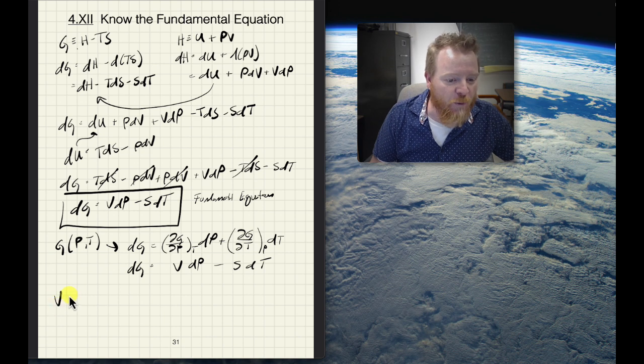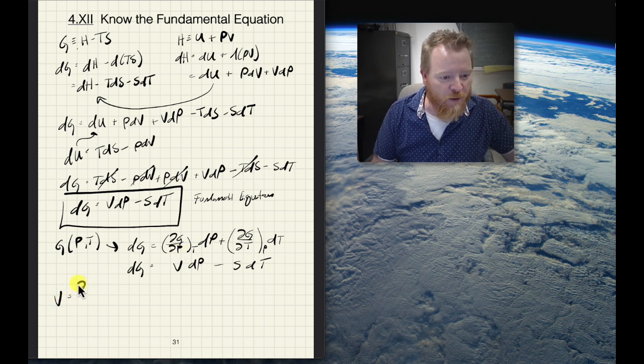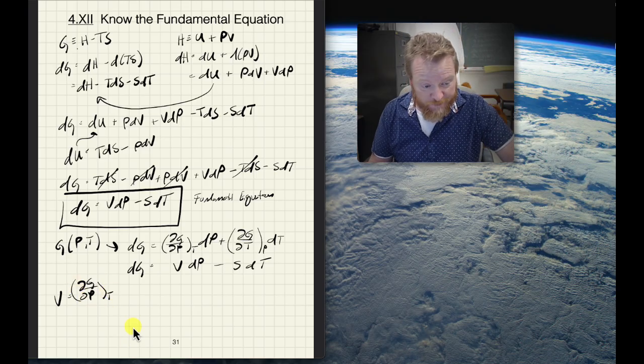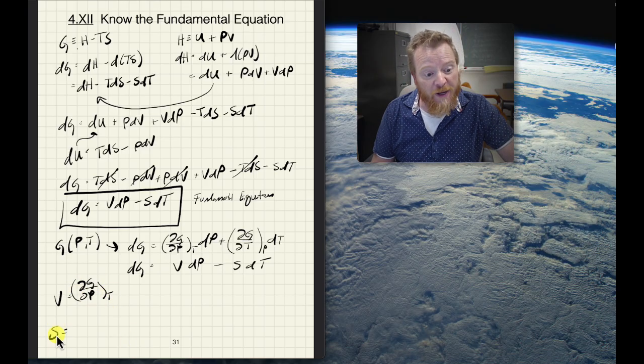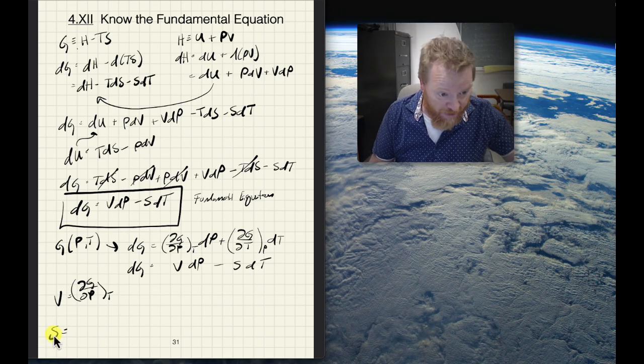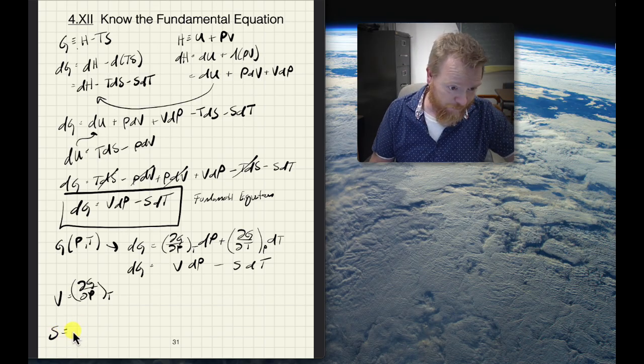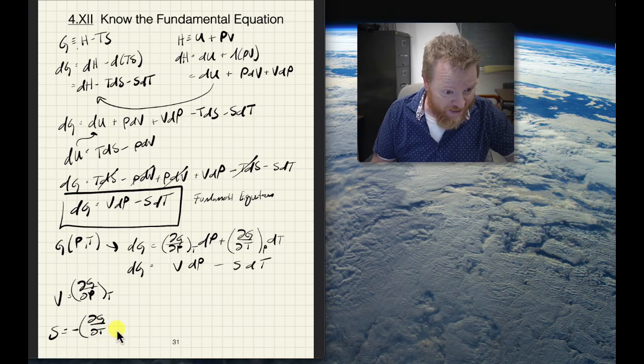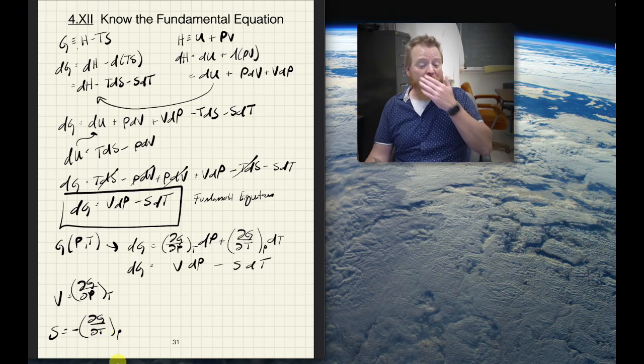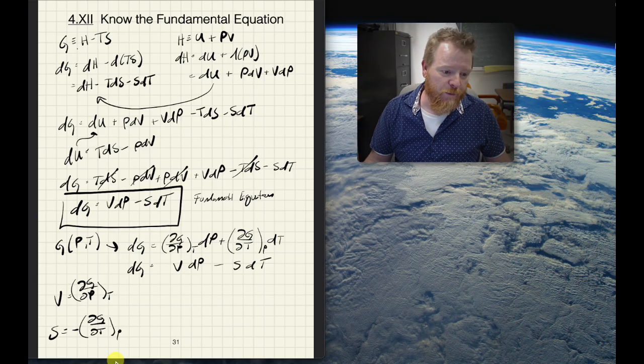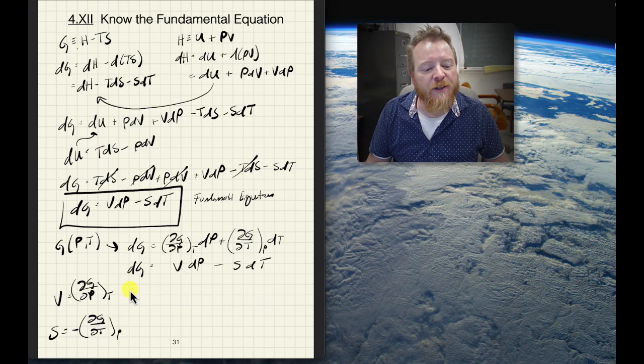So for example, we can say volume now equals changes in Gibbs with respect to changes in pressure at constant temperature. And another way we can view entropy from a thermodynamic point of view is the negative changes in G with respect to T at constant P. Super cool.